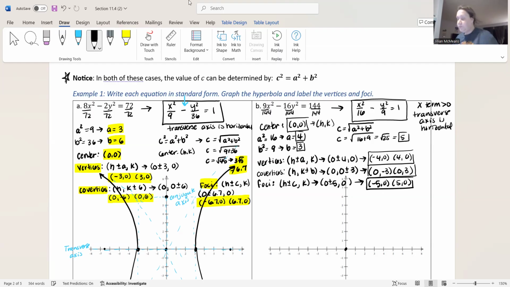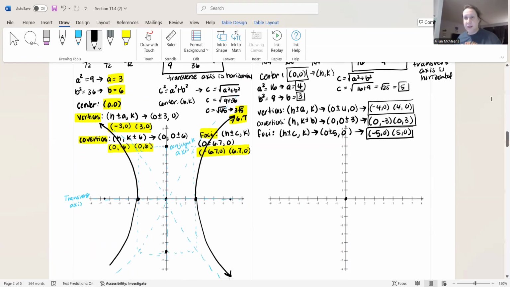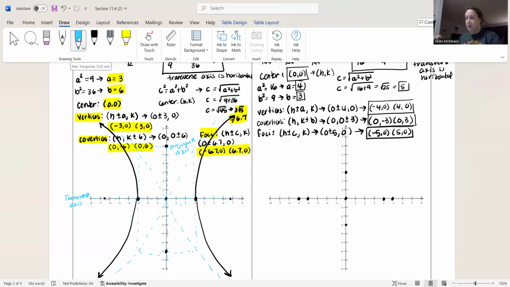All right. Let's plot this, draw our little rectangle, and get our curves in, okay? So we've got our center at 0, 0. We have our vertices, which are at negative 4, 0, and 4, 0. The foci are at negative and positive 5 on the x-axis. And then the co-vertices are at negative 3 and positive 3, okay? So we're going to sketch our little rectangle, and it's got just an X that goes through all the vertices.